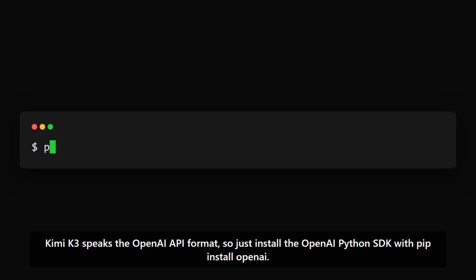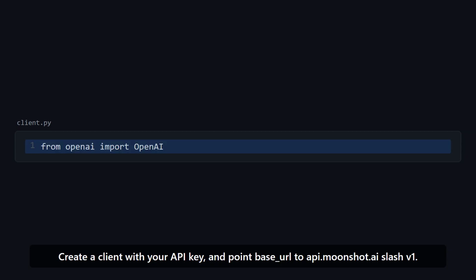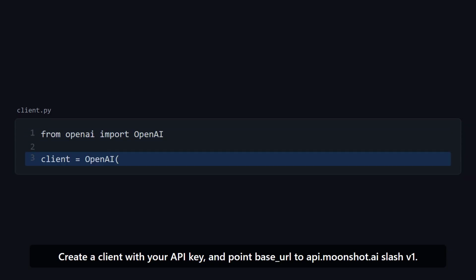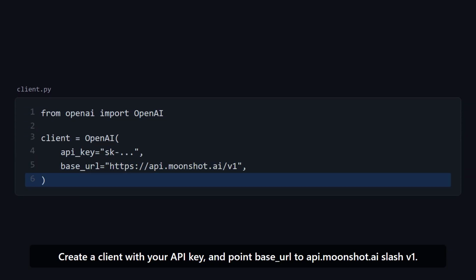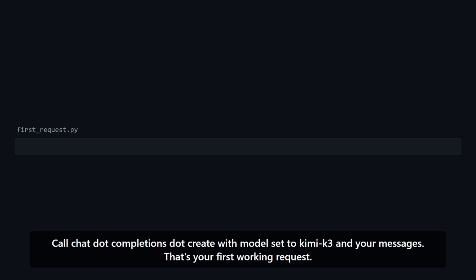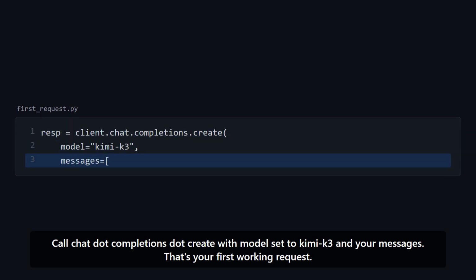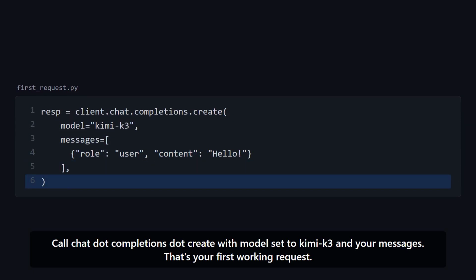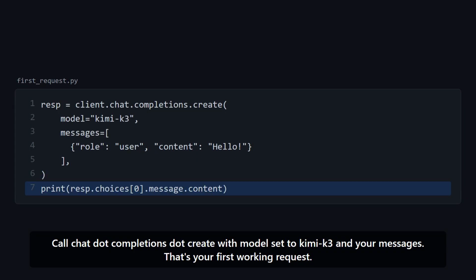Kimi K3 speaks the OpenAI API format, so just install the OpenAI Python SDK with pip install openai. Create a client with your API key and point the base URL to api.moonshot.ai/v1. Call chat.completions.create with model set to kimi-k3, and your messages. That's your first working request.